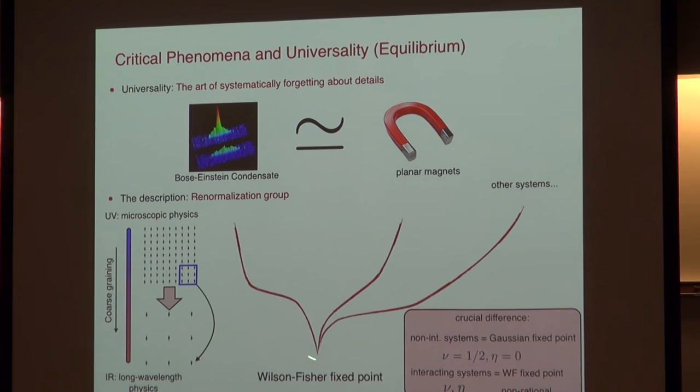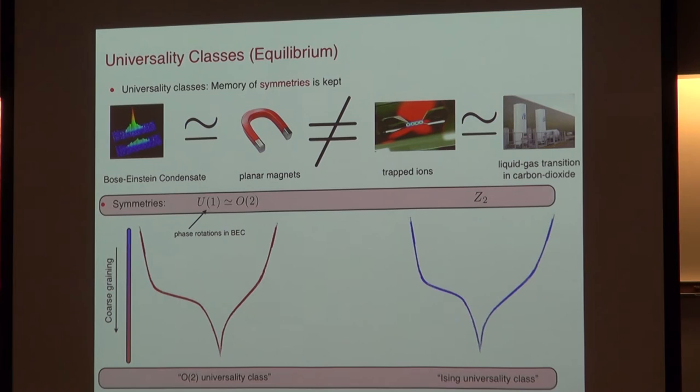Yeah, the crucial difference is only between interacting and strictly non-interacting systems. The non-interacting ones are characterized by the so-called Gaussian fixed point of the RG, which has rational exponents, while interacting systems are not smoothly connected to that limit, and they have fractional critical exponents. Now, things would be a little boring if all systems would exactly collapse to the same universal behavior.